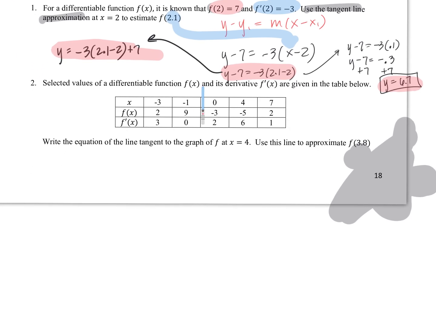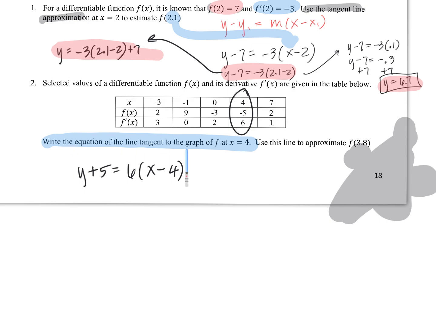Okay, so now let's go to number 2. Number 2 says select values of a differentiable function f and its derivative are given below. Write the equation of the tangent line. AP is giving us 1 point for writing that point-slope form when x is 4. What do we have, you guys? What would we do? y minus, when x is 4, what's my y? Yes, so I'd say y plus 5, right? y minus (-5) equals, what's my slope when x is 4? 6. x minus 4. That's my tangent line, guys.